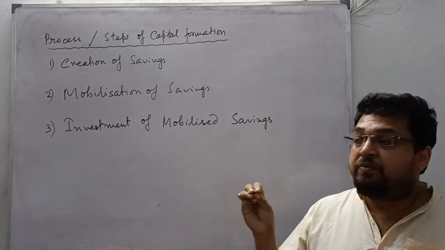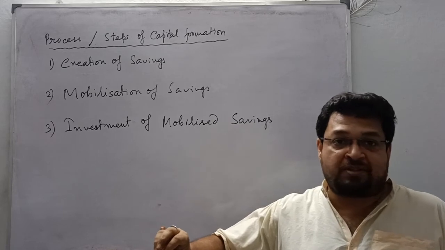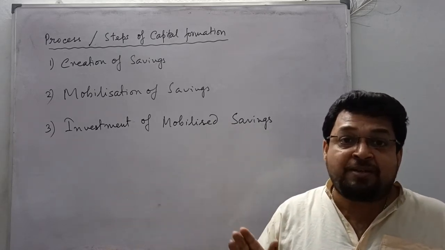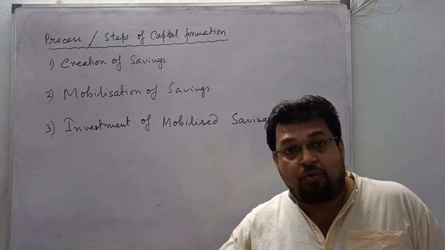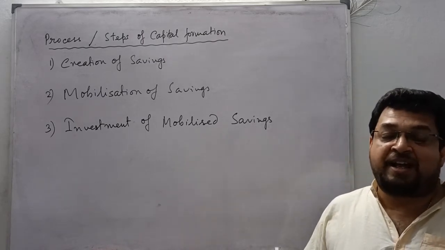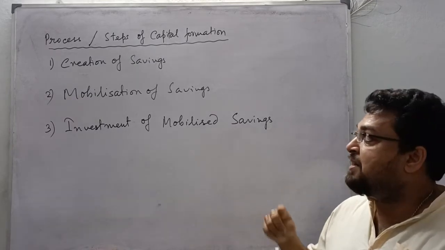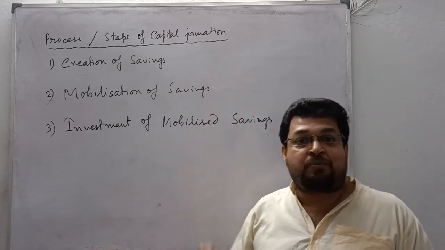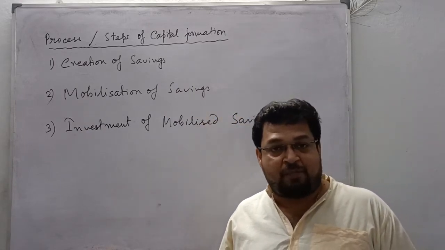The money which has come to the financial institutions needs to be lent out to those producers who can invest, and then only can capital formation take place. So these are the 3 steps. Number 1, creation of savings. I repeat, creation of savings. First, savings should be created. Until and unless it is saved, you cannot go for capital formation.